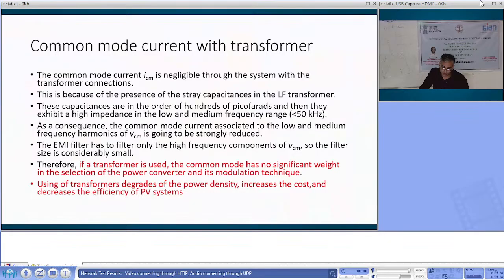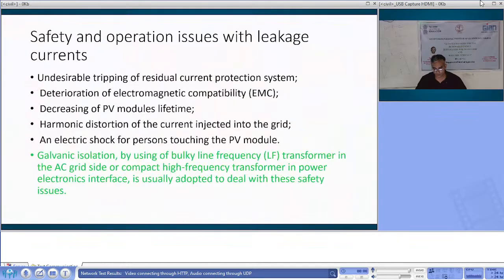But why do you want to avoid the transformer? To increase the efficiency, to reduce the cost. The transformer is also an additional element that you have to maintain. So that's why you want to remove the transformer from the system. But it causes the issue of leakage current.